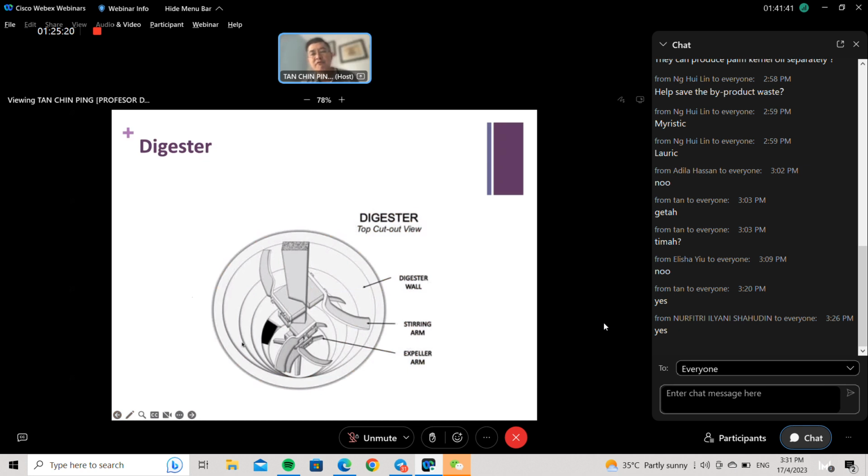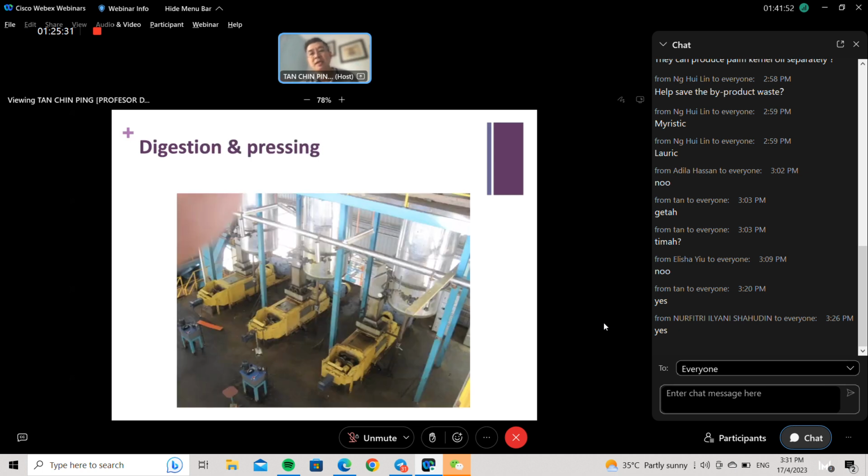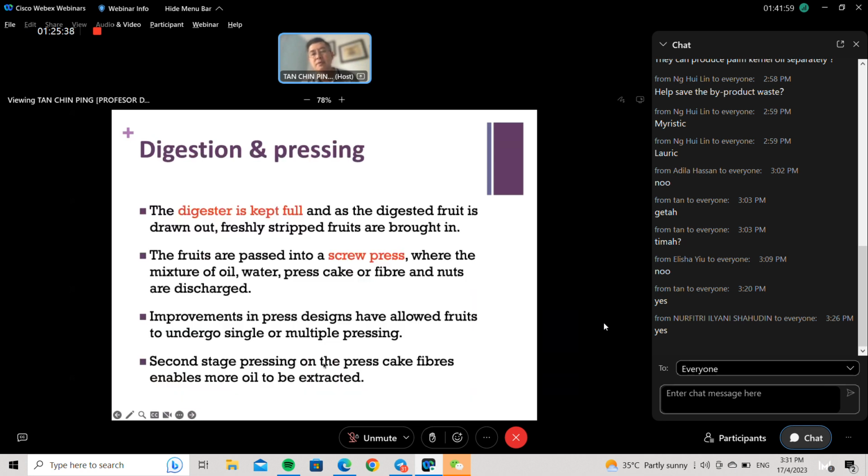Yeah. So this is a typical design of the digester. You're going to have fruitlets, no longer the bunch, only fruits, and then rotate, and they're going to cut the mesocarp so that the steam will penetrate inside. So this is a digester and then a press. This is a pressing, to press.